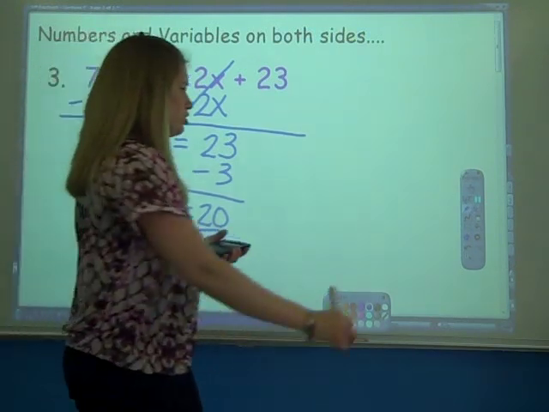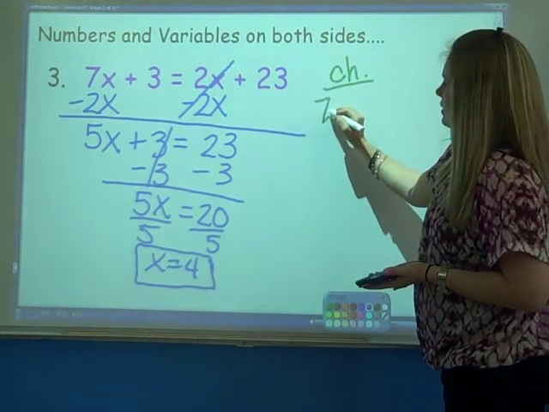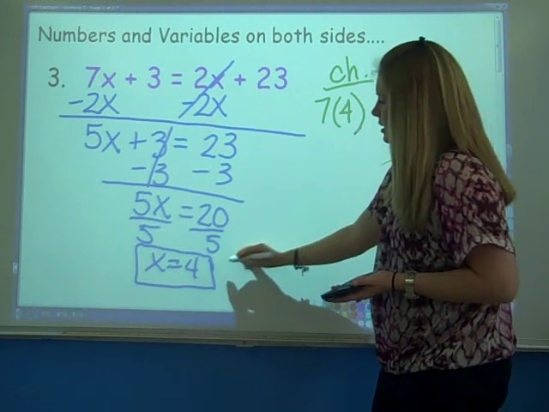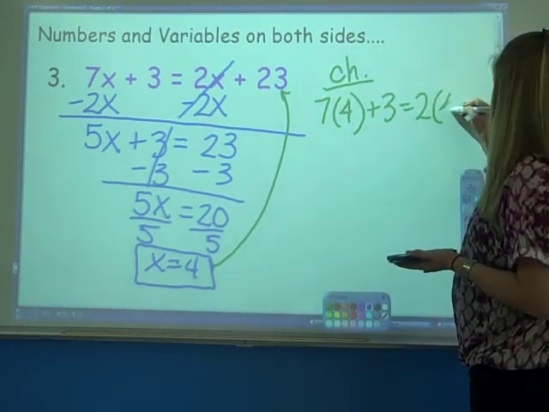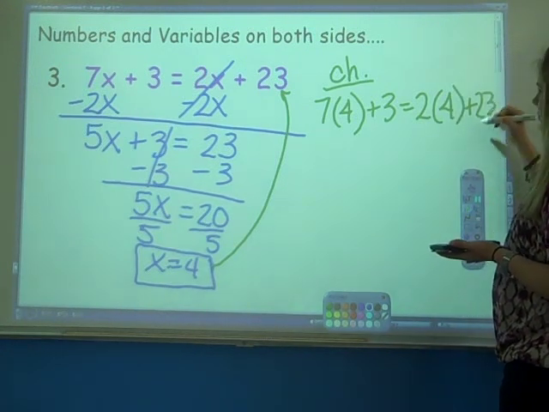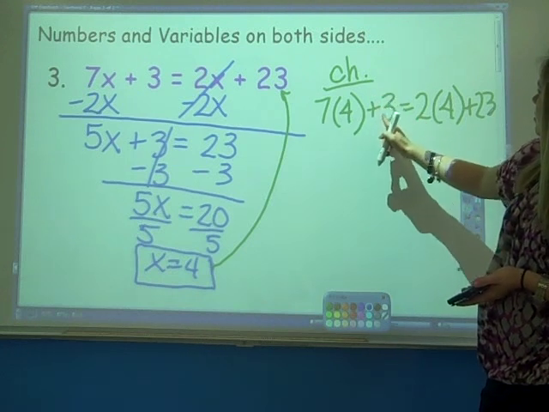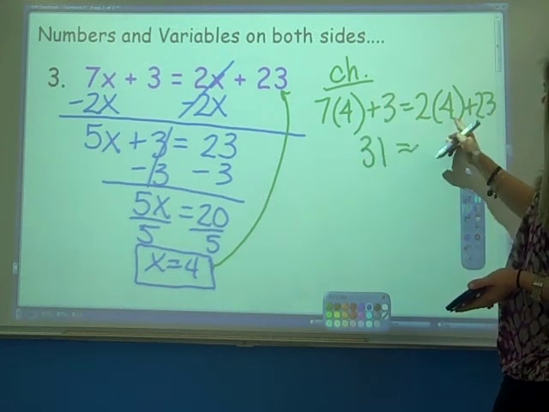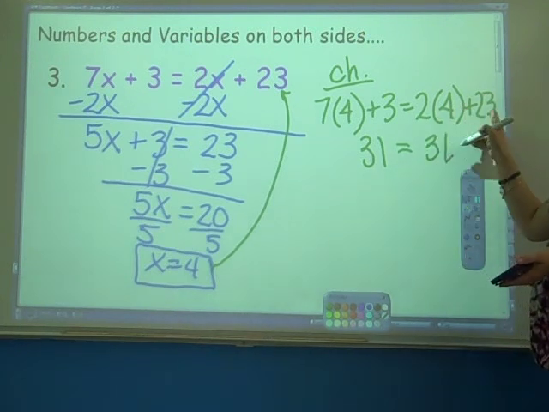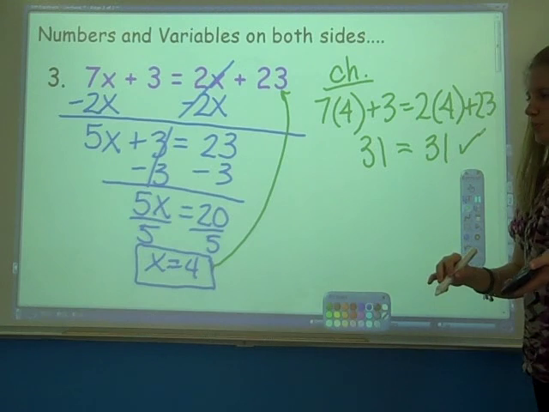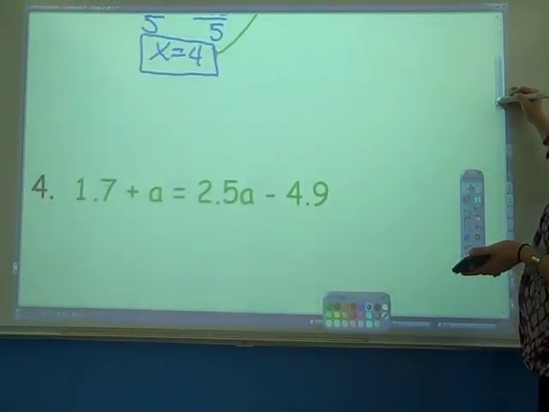Okay, so let's practice our check. We have 7 times 4. So I'm just plugging this into here. Plus... it works out. So we know that our answer 4 is correct. Let's try another one.